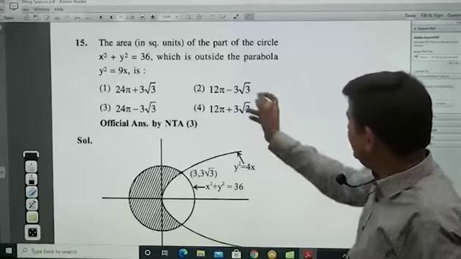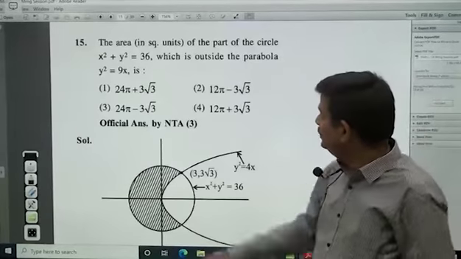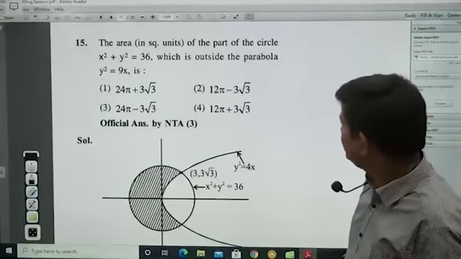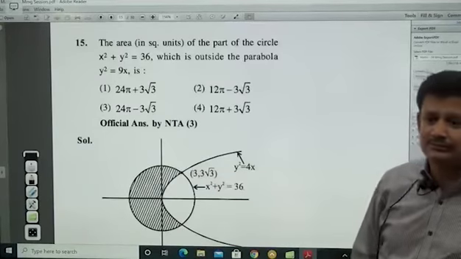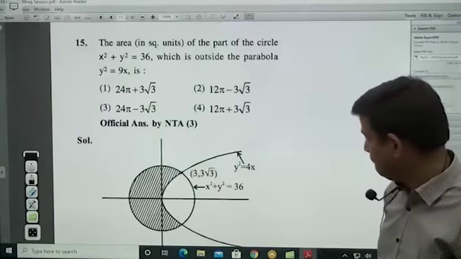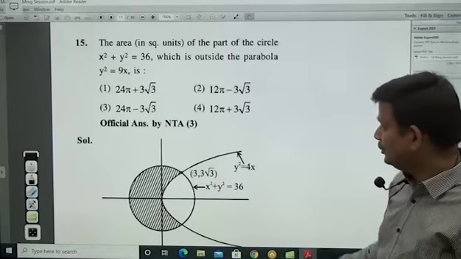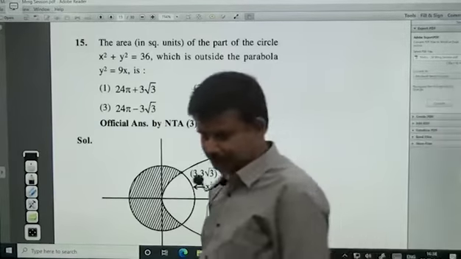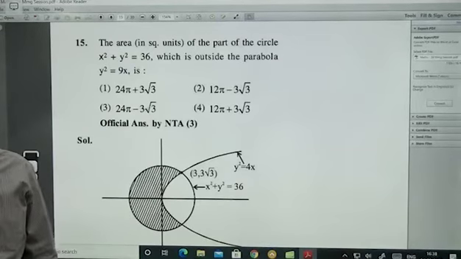One parabola is given, one circle is given. Area of the part which is outside the parabola and inside the circle, this is what you have to calculate. So if you want to do integration, fine. From the entire circle, it's better to remove from the circle. This white area is easy to integrate and find out.